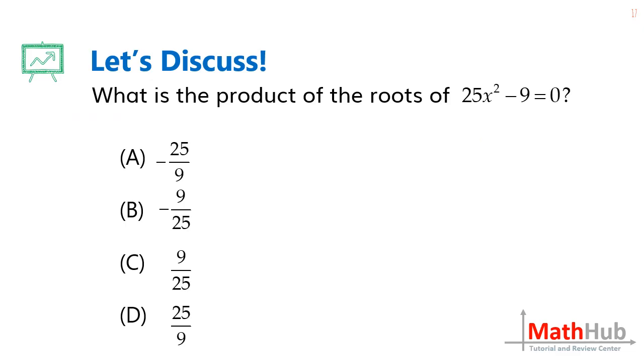For instance, what is the product of the roots of 25x squared minus 9, without solving for the roots explicitly? So recall that the product R1 times R2 is equal to c over a. What is c in this case? c is negative 9 over a is 25. So the answer is letter B.